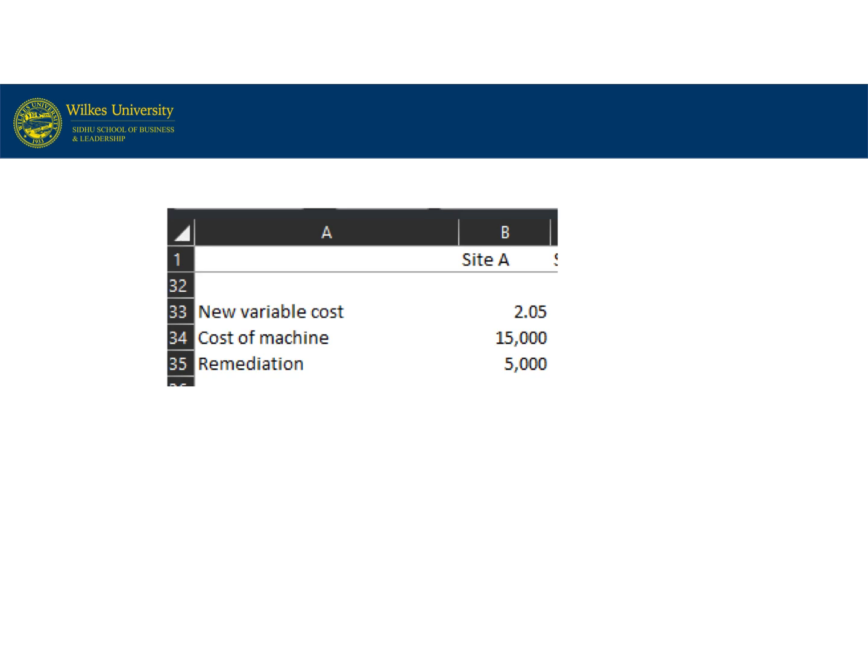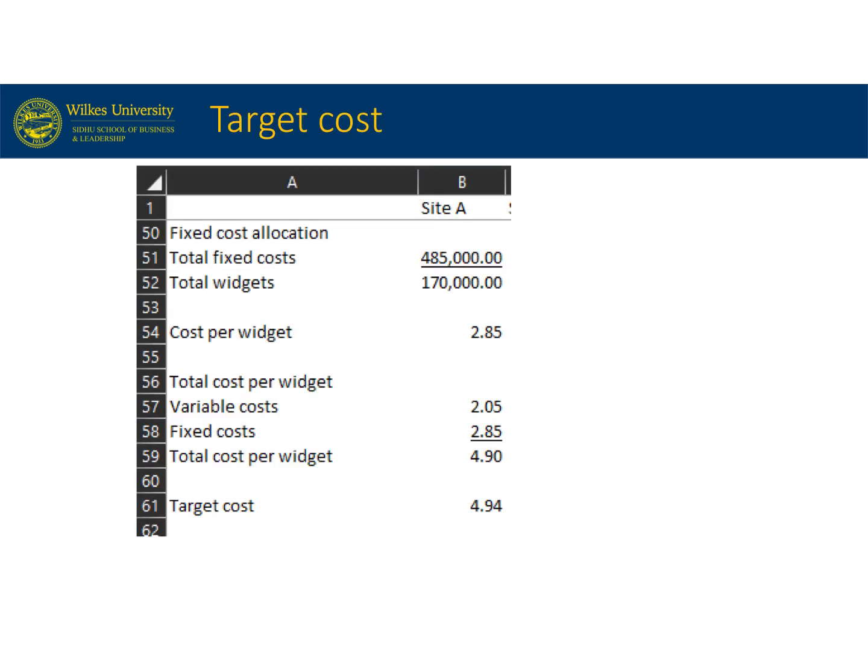So we have to redo our analysis. Redoing the work shows the fixed cost allocation is now $2.85 per unit. Remember, this number includes the increase in the remediation work of $5,000 and the cost of the new machine of $15,000. So total expenses are $20,000 higher than our first analysis. Fortunately, this gives us a total cost of $4.90. That's less than our target cost. So with the new machine, Site A becomes a viable option. Now both sites are viable, and management can continue its analysis.